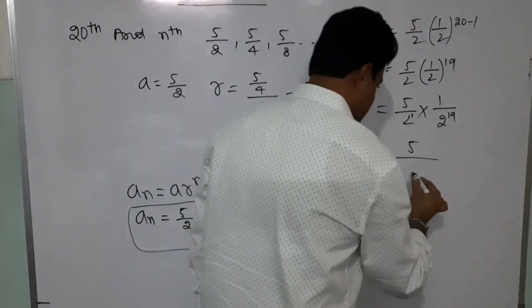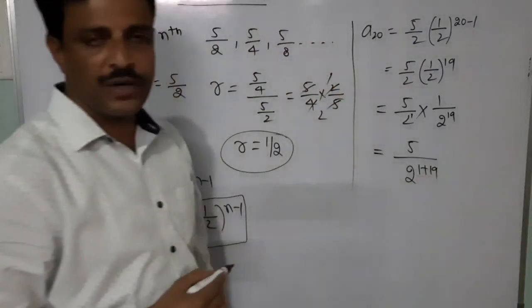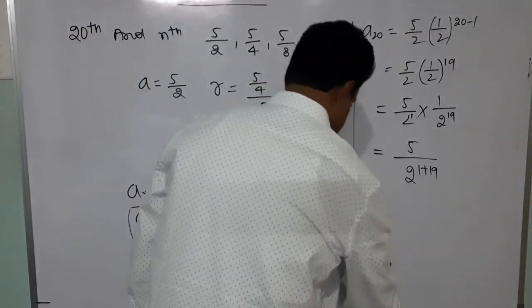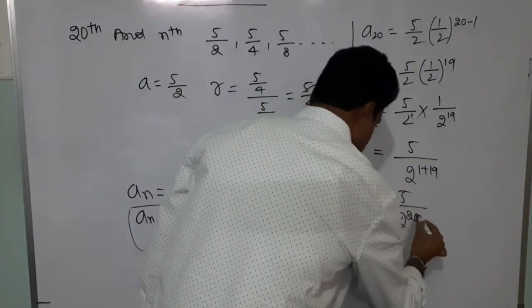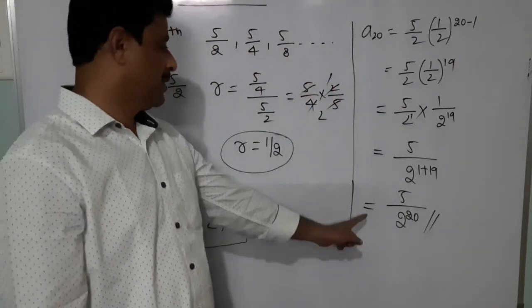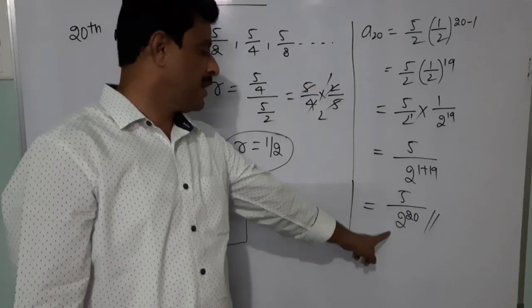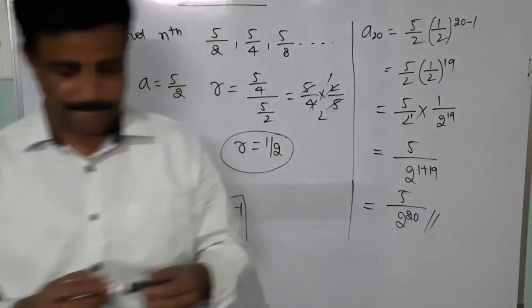A to the power of m plus n comes as 2 to the power of 1 plus 19. So that is equal to 5 divided by 2 to the power of 20. So this is called the 20th term. The 20th term is 5 divided by 2 to the power of 20. Okay? Right, on this.